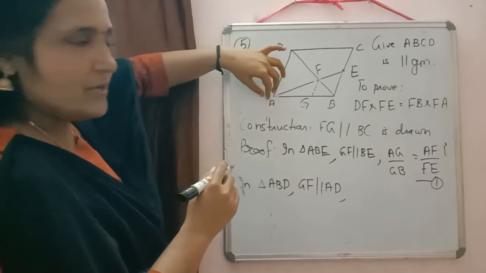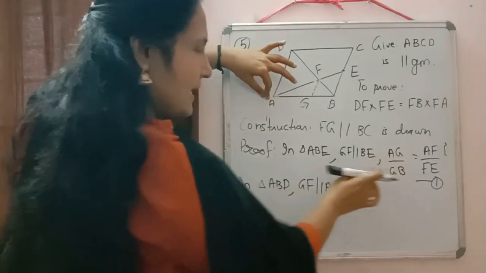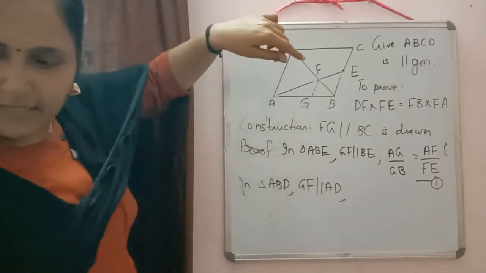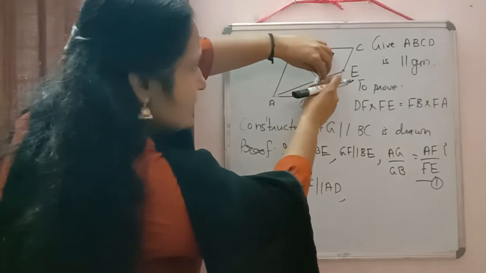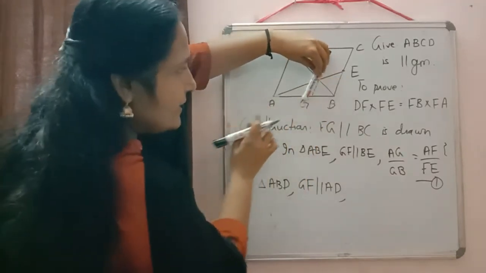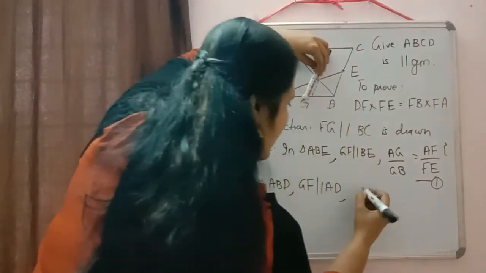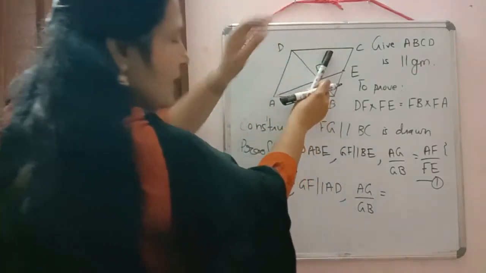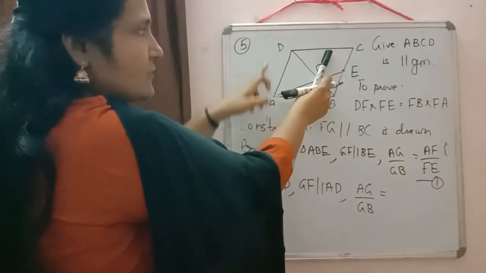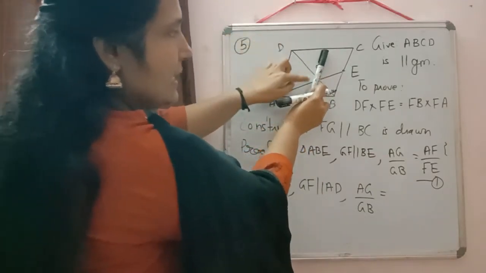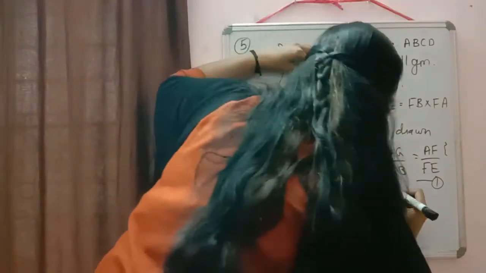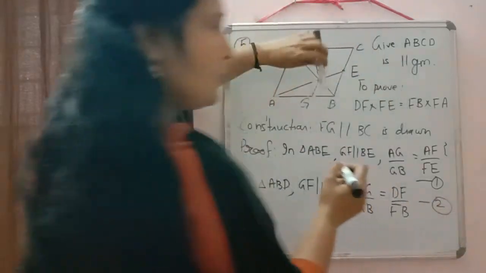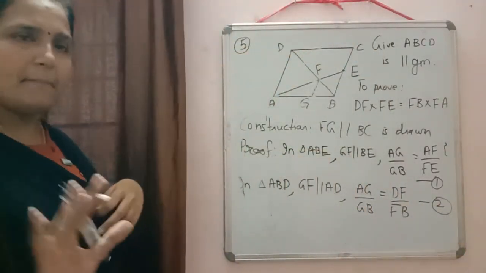So what will come according to the condition? Since here I wrote AG by GB, here also I am going to write AG by GB first. We have GF parallel to AD, so AG by GB will be equal to DF by FB. Make it equation number 2. Again the reason will be BPT only.